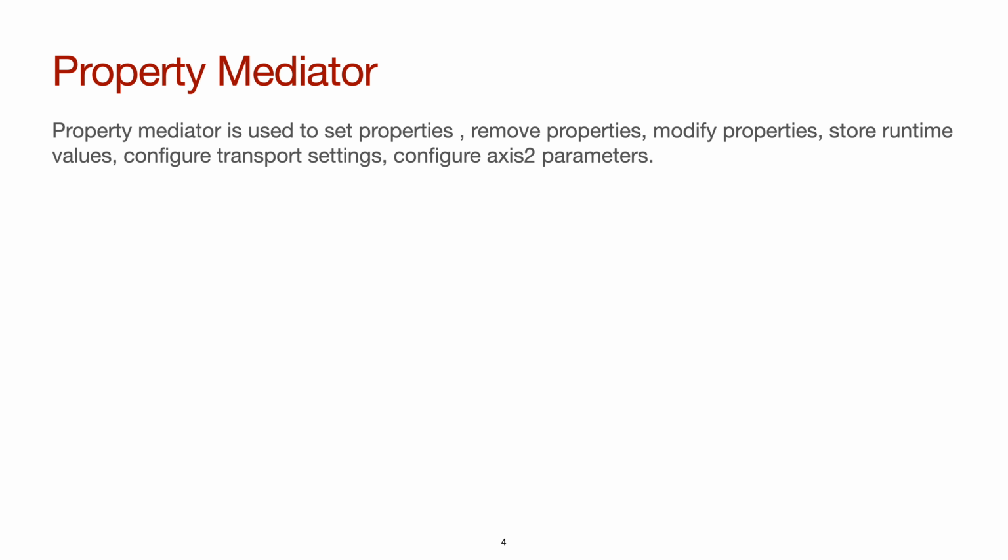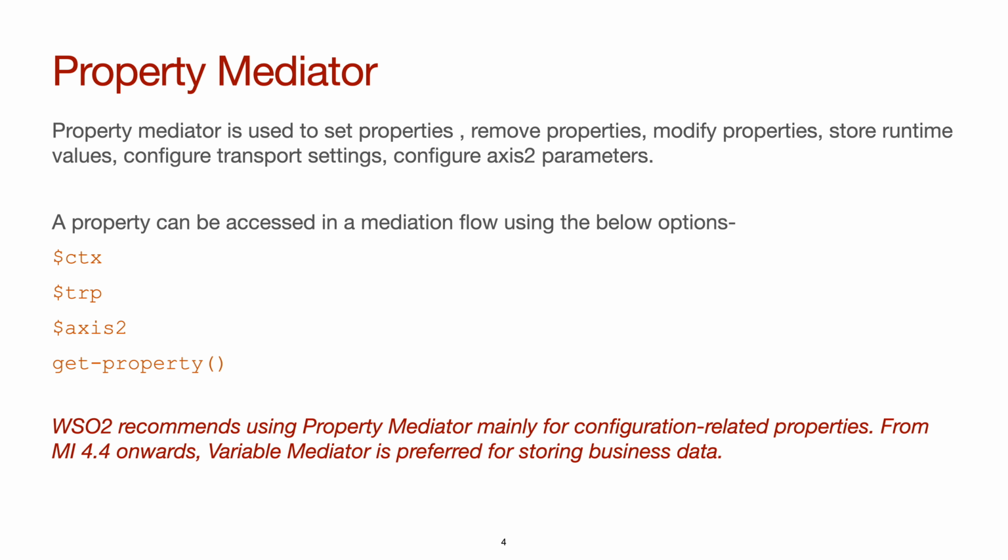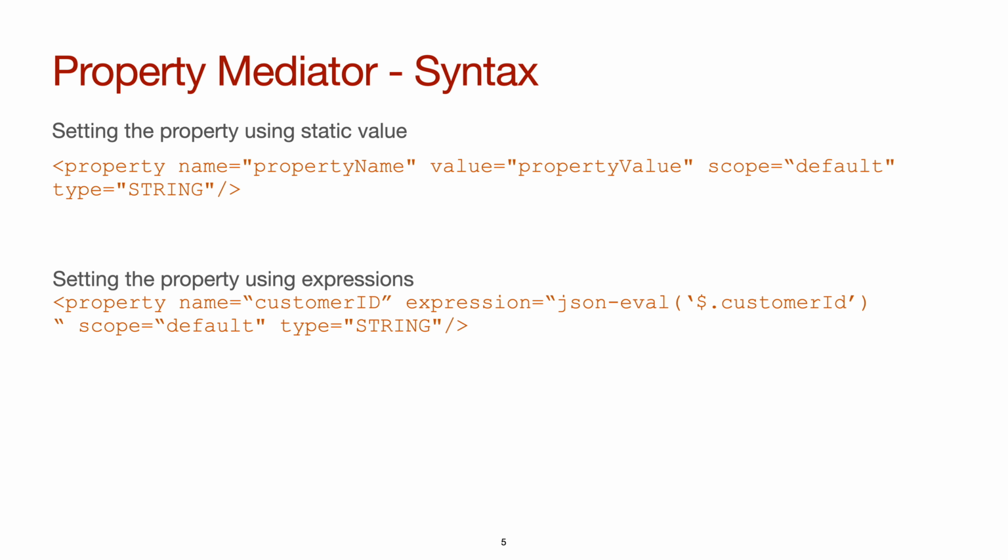So what's a property mediator? A property mediator is used to set properties, remove properties, modify properties, store runtime values, configure transport settings, and access parameters as well. We can access the same via context variable like $ctx, transport like $trp, and access to properties like $axis2 and via the get-property function. WSO2 recommendation is to use property mediator for configuration related properties. From MI 4.4 onwards, variable mediator is preferred over property mediator for storing business data. Below are some examples of property mediator, from setting a static value to expressions and removing a property.